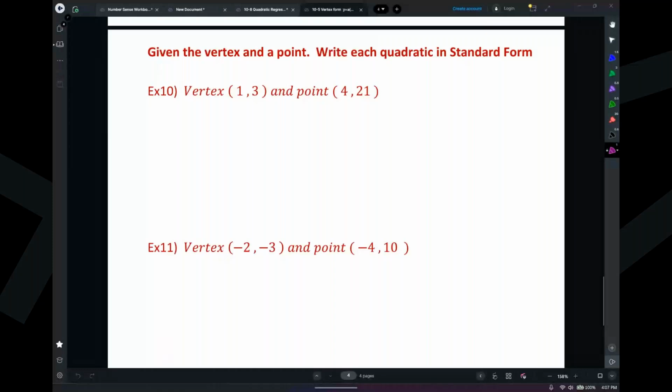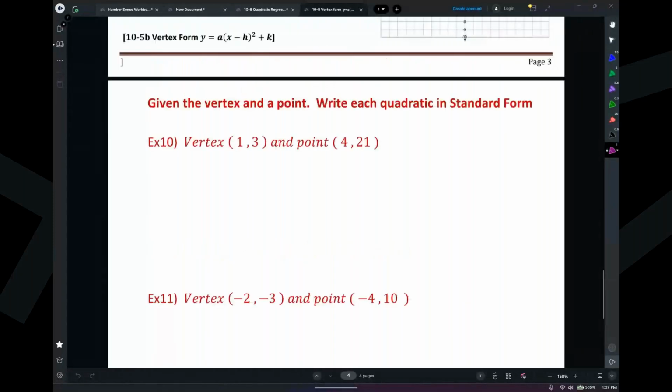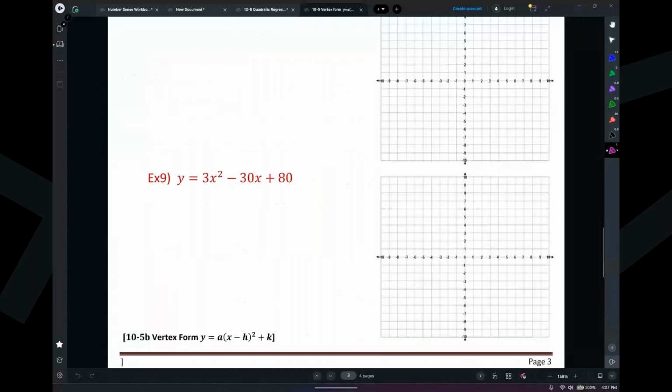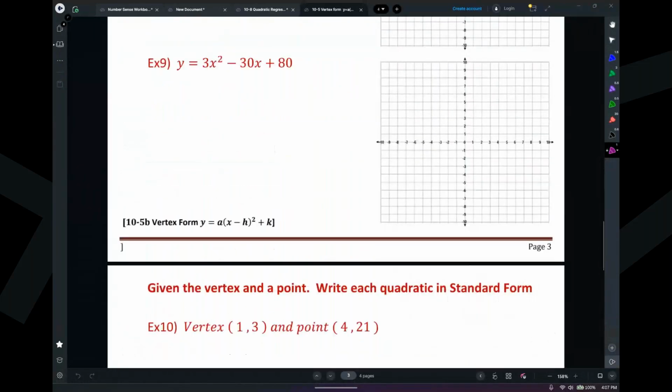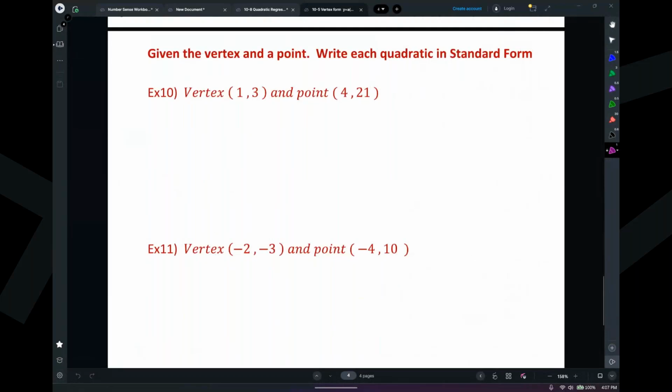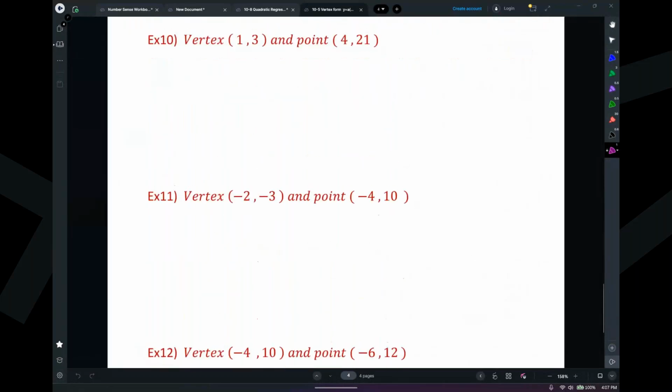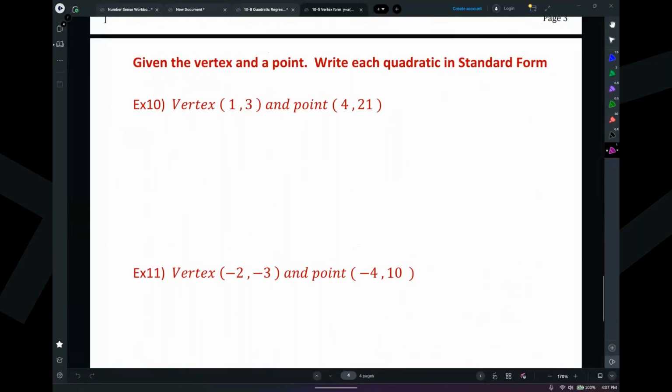All right, hello everybody. So these are 3 extra examples we're going to add to our notes. If you have the notes on vertex form, we are going to add 3 extra examples to your notes, examples 10, 11, and 12. And these are going to be really easy. I'm going to make a separate video for this because we're going to do these separately. But here's the idea behind it.